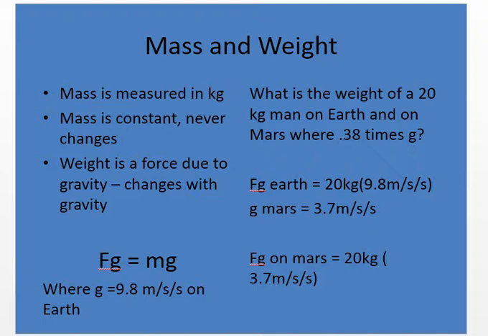On Mars, however, gravity is only 3.7. So now your weight on Mars would be 20 times 3.7. How did I find the 3.7? I multiplied 0.38 times 9.8. Simple. So 20 times 3.7 is going to be around 1500 newtons versus the 1960 newtons for Earth. So you weigh less on Mars than you do on Earth simply because there's less gravity.